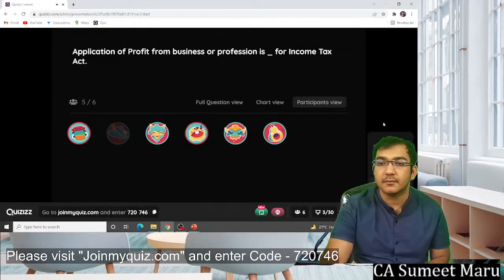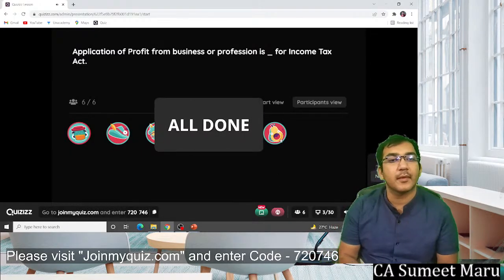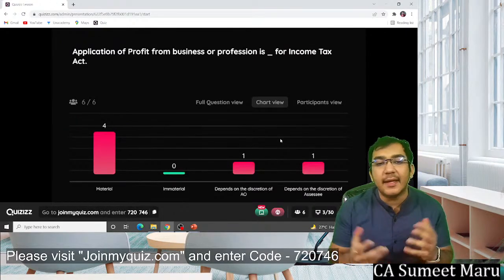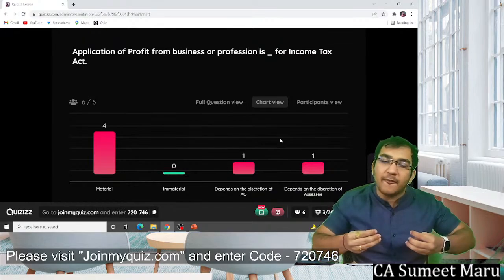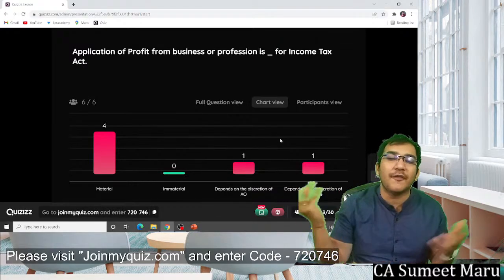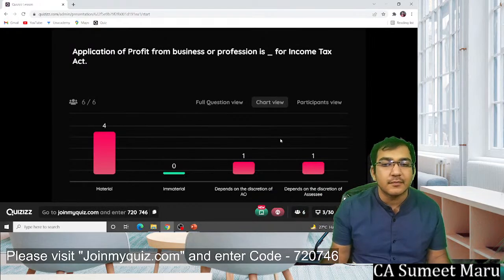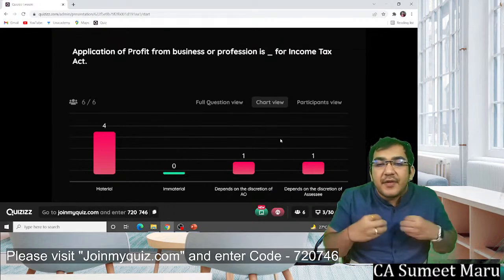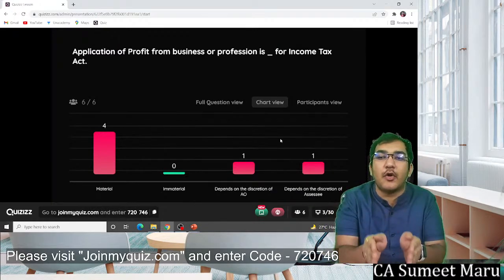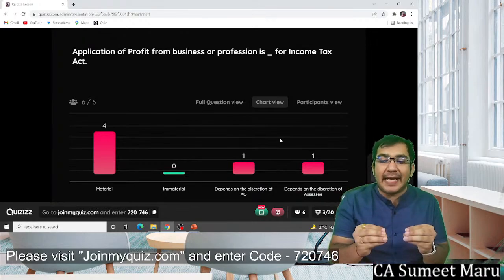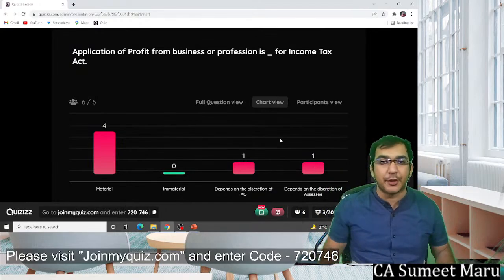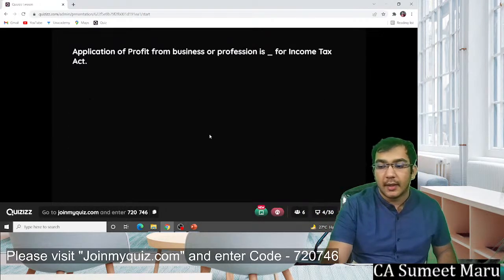The answer is option number B, immaterial. Guys, you earn the profit, you pay tax. Where you put the profit, income tax is nowhere concerned with that. It is absolutely immaterial where you are investing your profit. Income tax is only concerned about your tax paying. If you pay tax, then wherever you want, if you want to buy a car or a bungalow, it completely depends upon you. Next question.